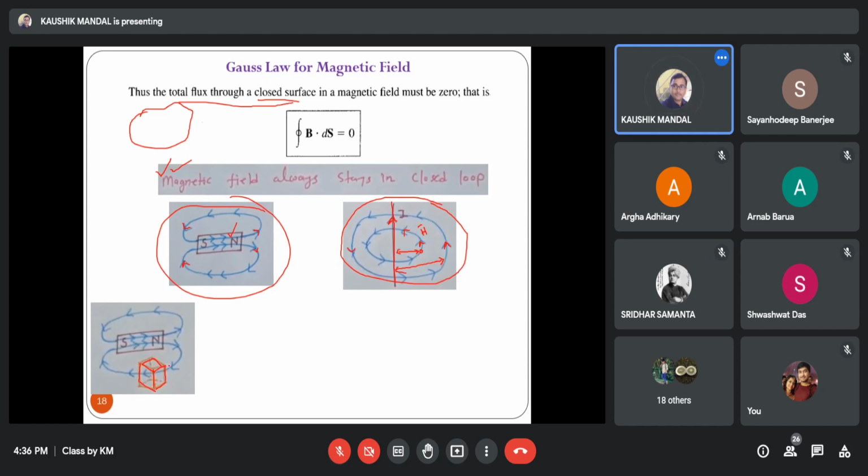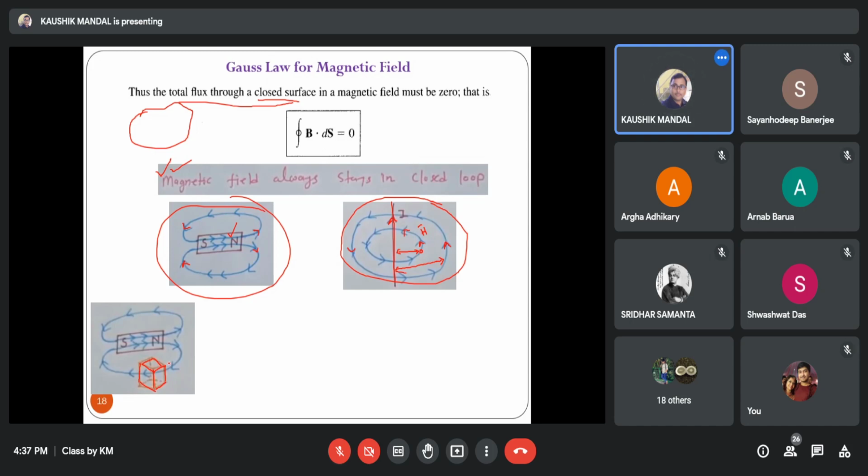Then you see what will be the magnetic flux through this closed surface. That has been described by this particular law. If we place a closed surface in a magnetic field, as per this law, the total flux through the corresponding closed surface will be 0. Why will it be 0? From this diagram itself it is clear.